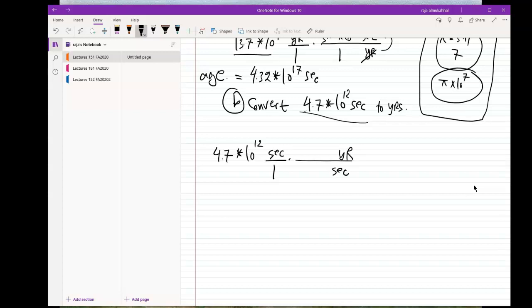What's the relationship between them? Well, 3.15 times 10 to the 7 seconds, and that's 1 year. Got it? So we divide. Now the seconds cancel out. So I have this number right here divided by this number, and I'm going to use my calculator for that.